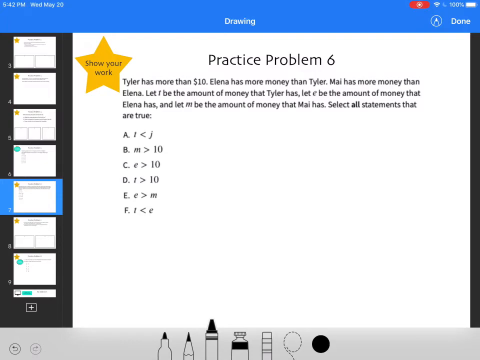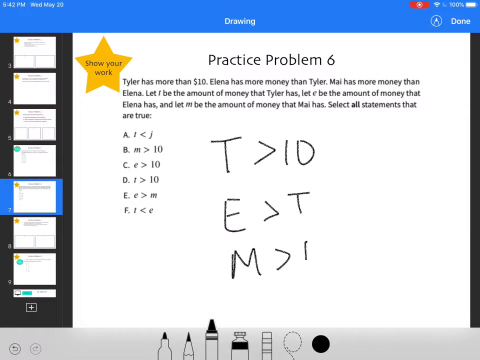So then it says Tyler has more than $10. So Tyler is greater than 10. Alina has more money than Tyler, so Alina is greater than Tyler. And Mai has more money than Alina, so Mai is greater than Alina. Let T be the amount of money Tyler has, E be the amount of money that Alina has, and let M be the amount of money Mai has. Select all the statements that must be true.